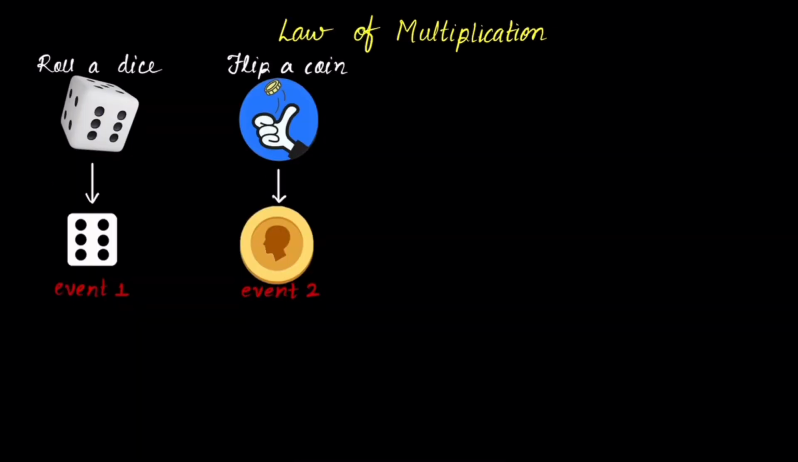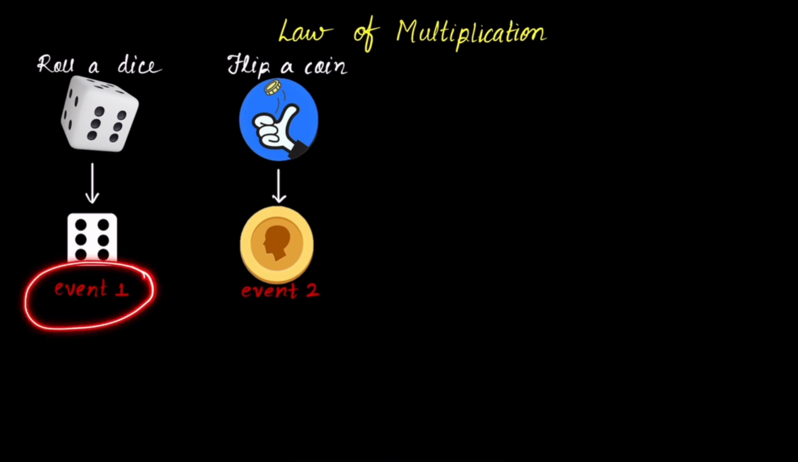In this video, we are going to look at the law of multiplication of probability. Let's say you carry out two different trials. First, you roll a dice. Upon rolling a dice, you get a 6, and this is event 1. Second, you flip a coin. Upon flipping the coin, you get heads. This is event 2. The occurrence of event 2 does not affect the occurrence of event 1.